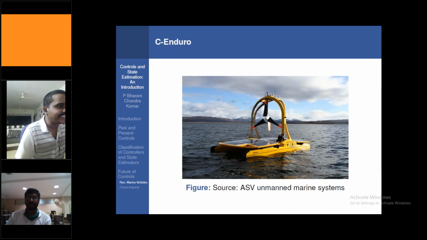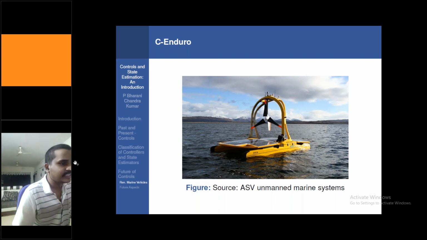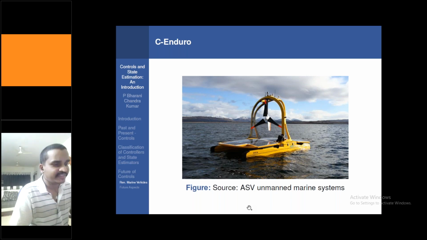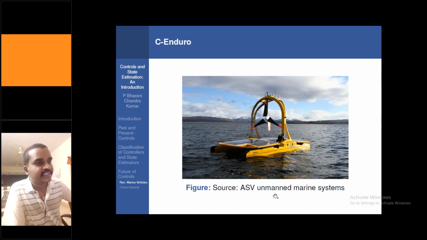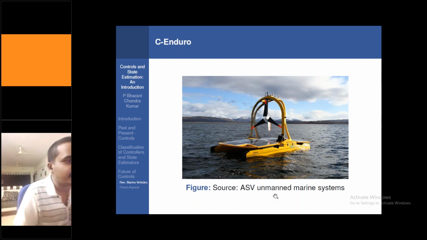And this is one such challenging application. This is the sea enduro, an autonomous sea vehicle, an unmanned marine system, which everyone, including the defense and other agencies, is very interested in. What is the beauty of the system? First of all, it is unmanned, which is written here. That means no man is involved. The second thing, it is autonomous. The third thing is its capability.